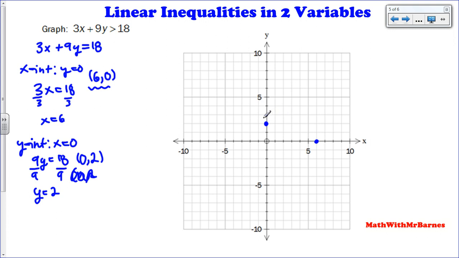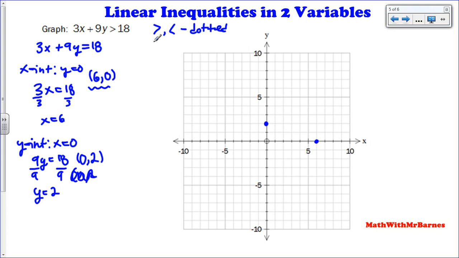The only thing that I have to be careful with is that these lines aren't always solid. Anytime you have just greater than or less than, it's going to be a dotted line. The reason is that if I have a point exactly on this line, for example (0, 2), and I put it in here, x equals 0, that goes away. 9 times 2 is 18. Well, 18 is not greater than 18, so it's technically not a solution. A dotted line represents that the line itself is not a solution to the inequality.